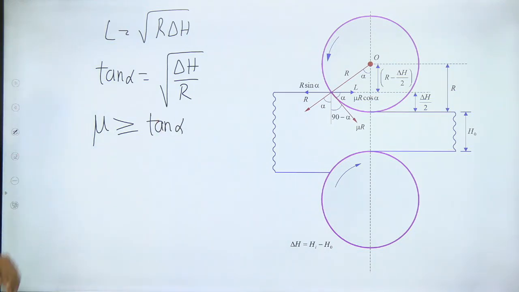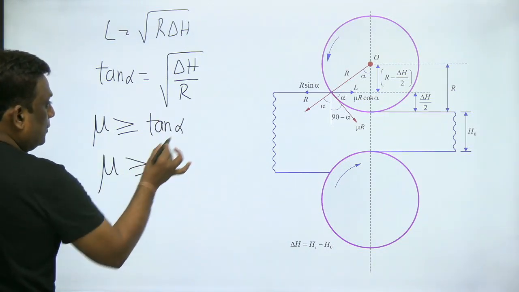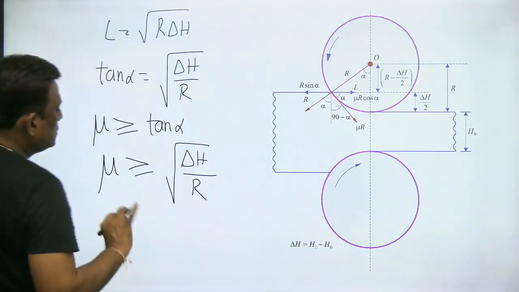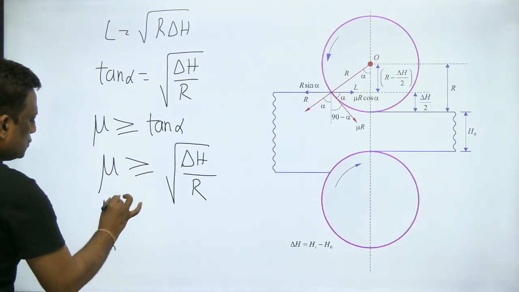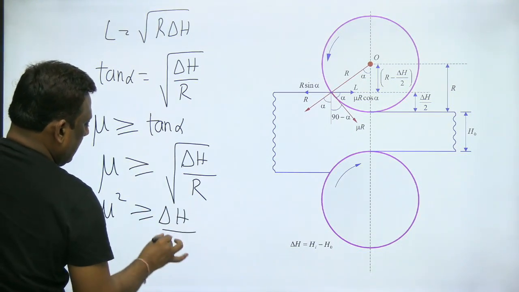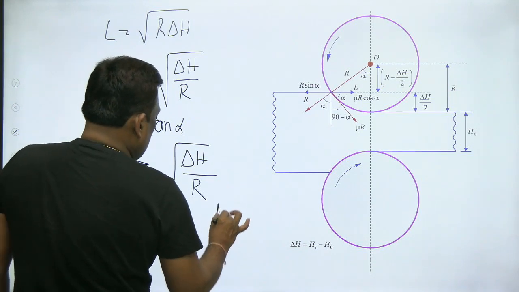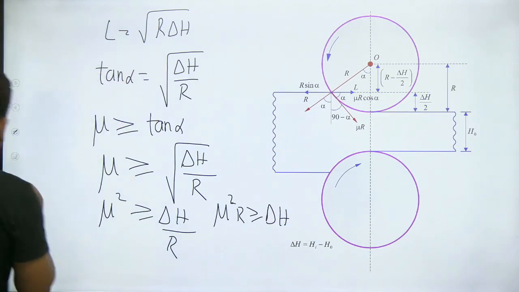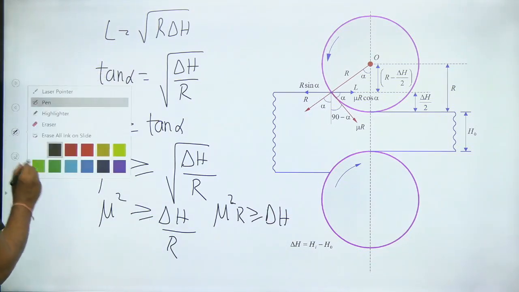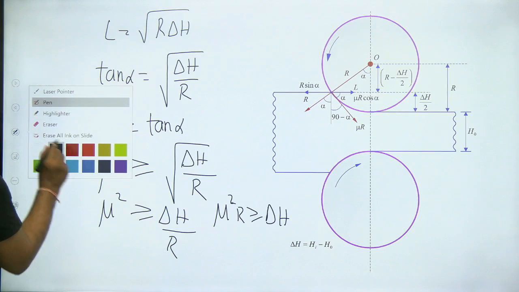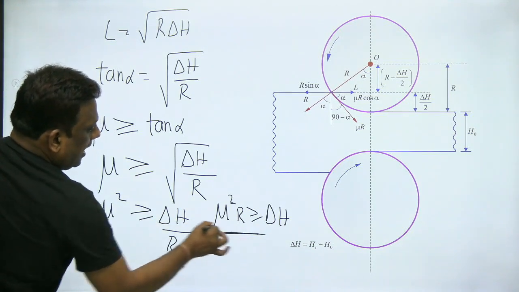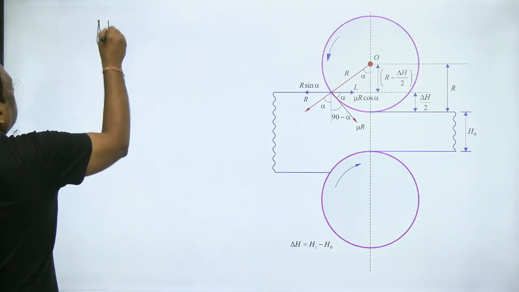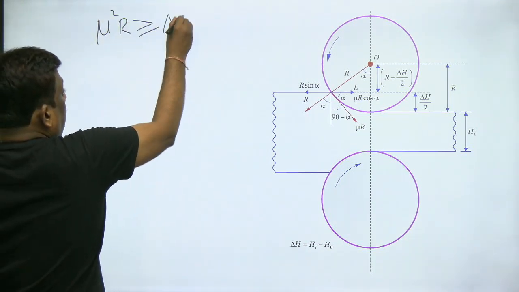Excellent, my dear students. So mu should be greater than or equal to tan alpha. What is tan alpha? Under root of delta H by R. Squaring on both sides, mu square is greater than or equal to delta H by R, or mu square R should be greater than or equal to delta H. Mu square R is greater than or equal to delta H.